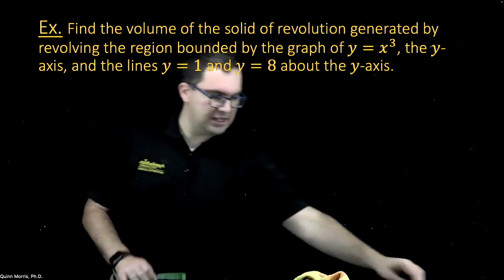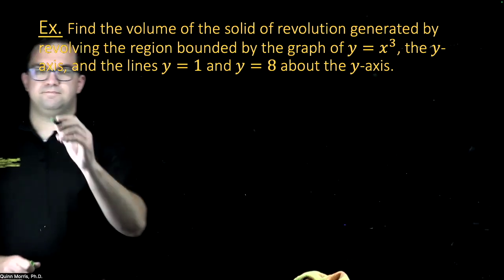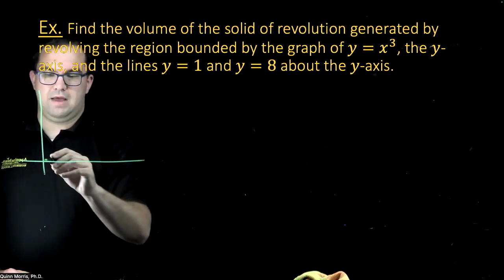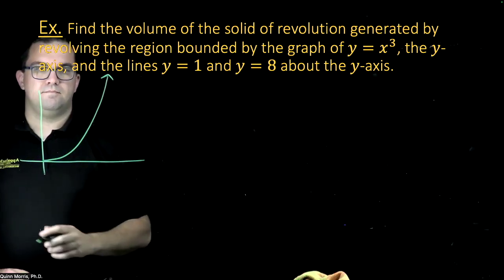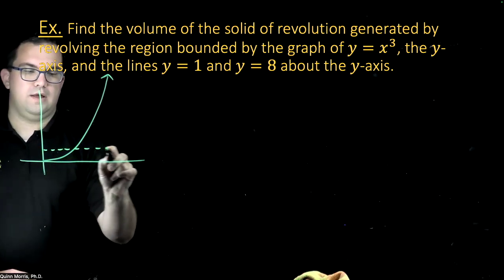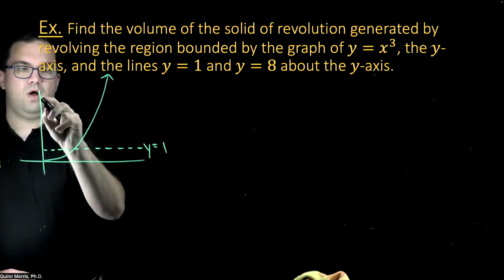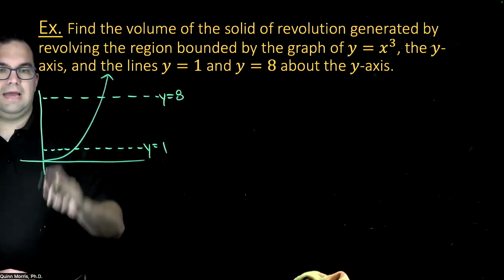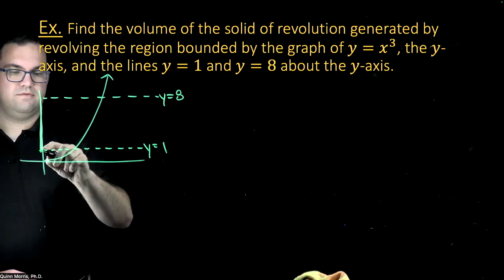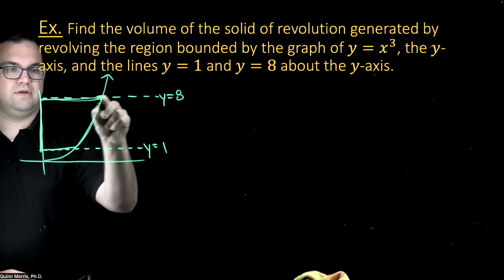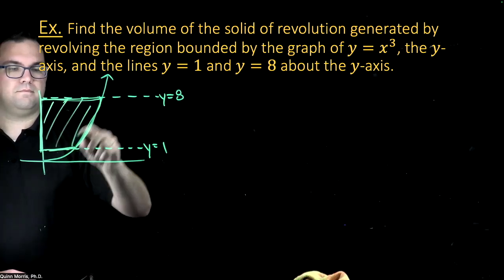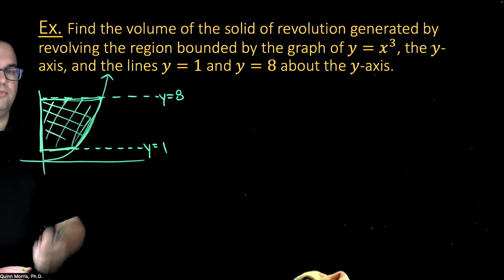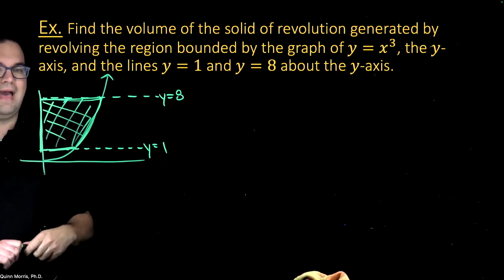So again, we'll begin by sketching a graph of our region. Our region is the region bounded by x cubed, the lines y equals 1 and y equals 8, and the y-axis. So if I go back and look at this, right here is my region. So here's my region R. And now this region is going to be rotated about the y-axis.